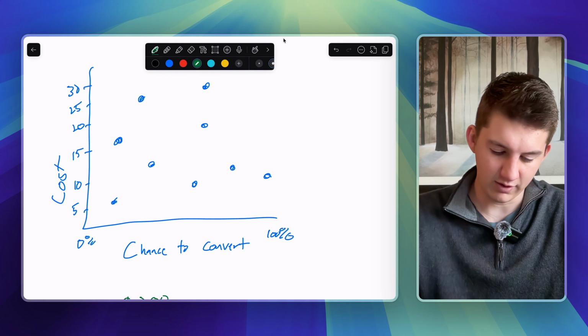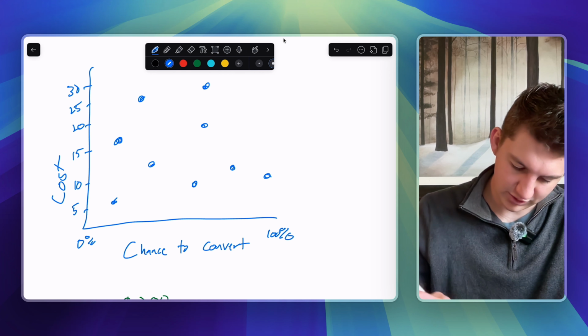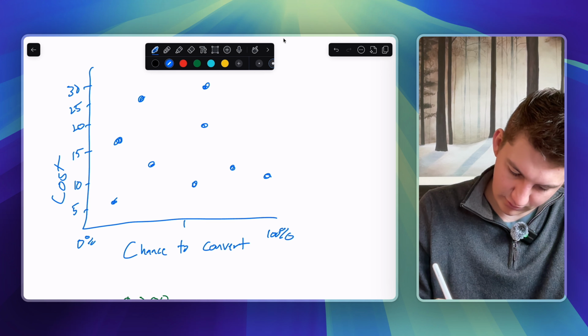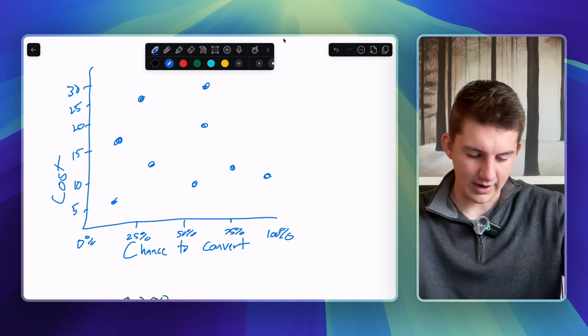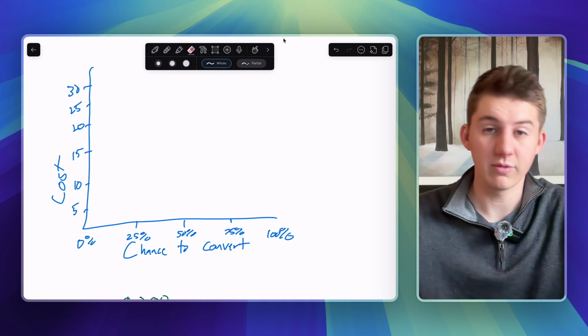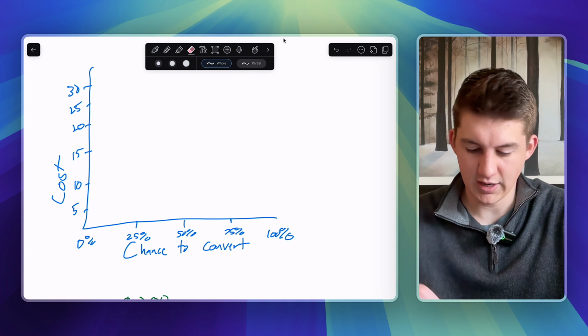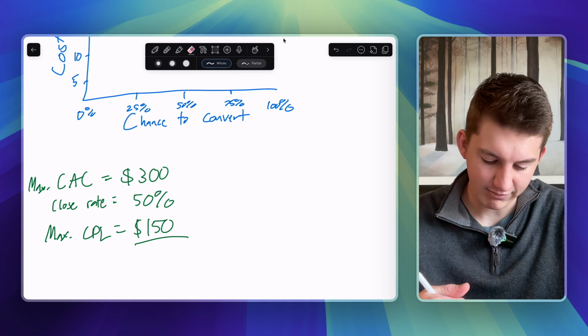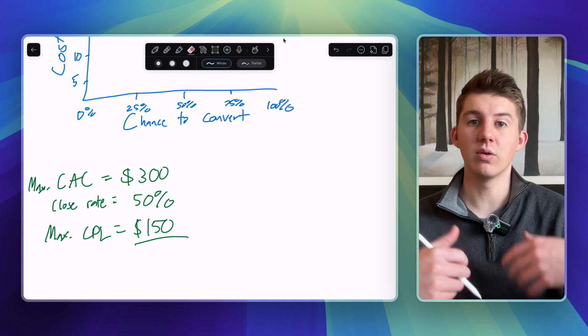So let me do this for you. If our max is $150, we're going to have to do some actual percentages here to make it easy for us. 50%, 75%, 25%. Let's do it on this chart. Now, I'm going to erase all of these. Let's start with 50%. So if the chance to convert is 50%, that means that we're willing to pay half of this 150 because it takes two of those to pay.